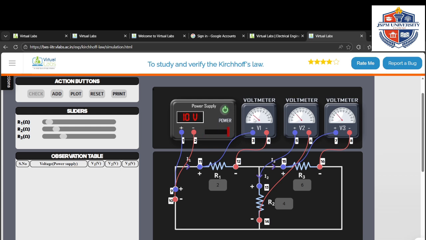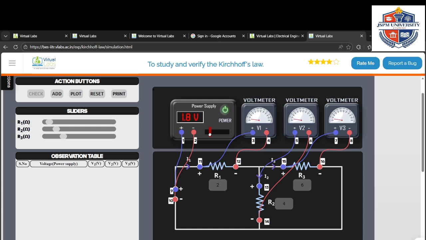Automatically you can see the voltmeter will also display accordingly. Now first here the resistance R1 is 2 ohm, the second one R2 is 4 ohm, and the third one will be 6 ohm. Now I am going to apply a voltage of around 2 volt.